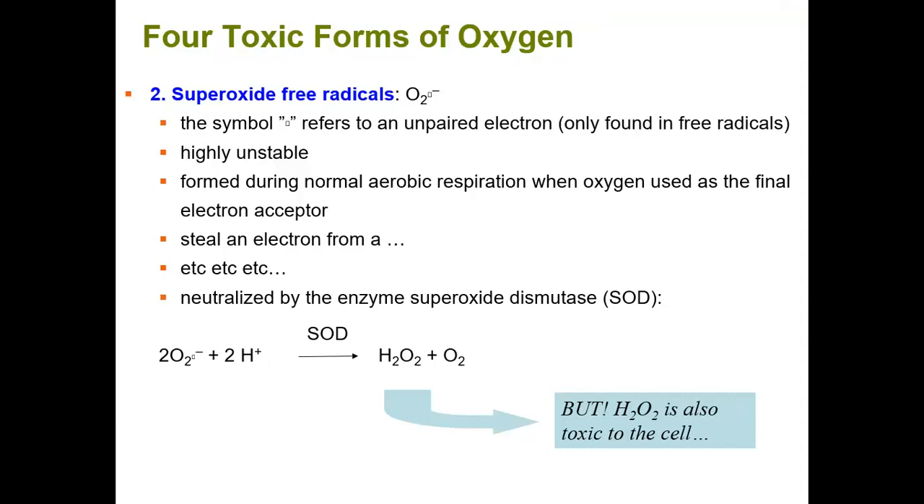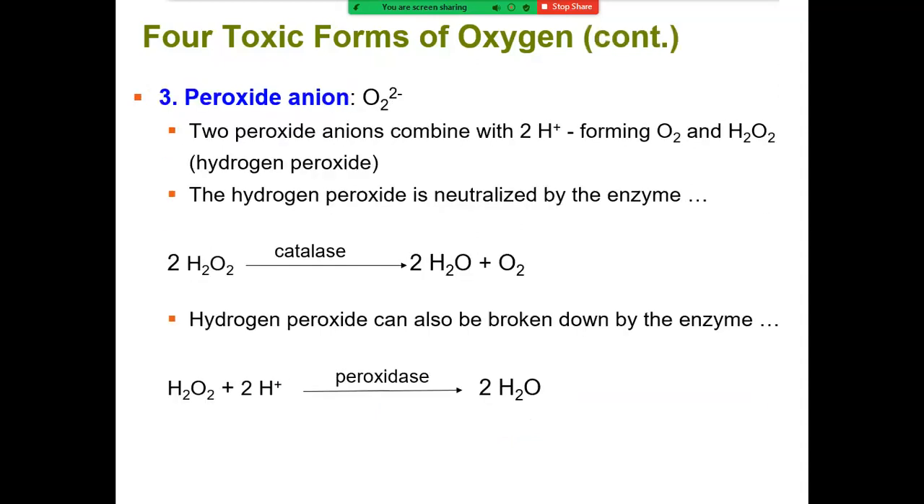How our cells neutralize free radicals is we have the enzyme superoxide dismutase, or SOD, and it takes superoxide free radicals, combines them with hydrogen ions to form hydrogen peroxide and oxygen. Any question about any of that? Now, hydrogen peroxide is still toxic to the cell. In fact, that is our next toxic form of oxygen.